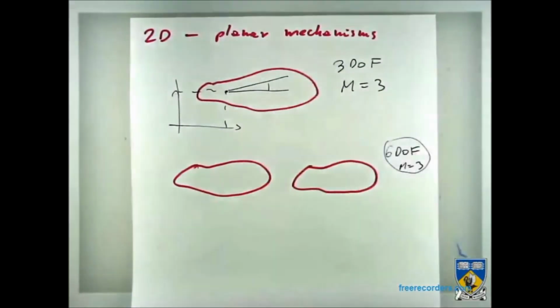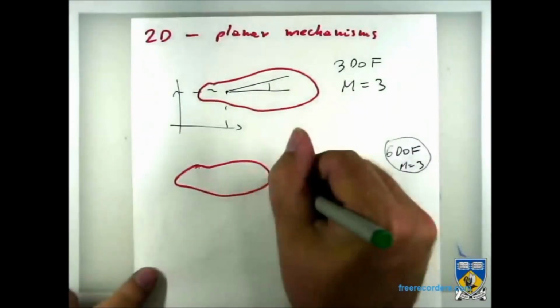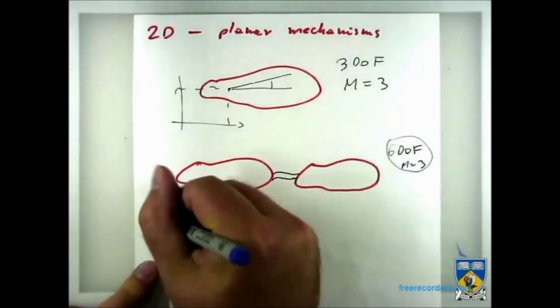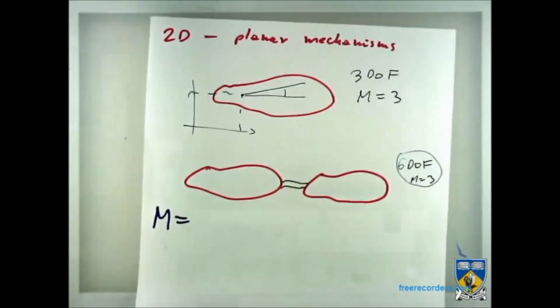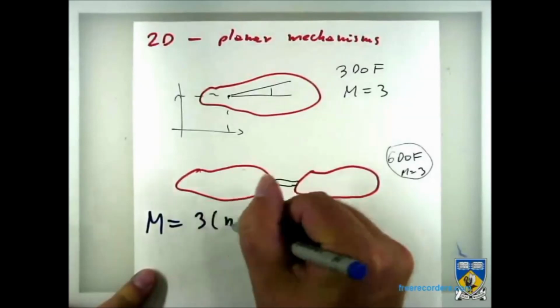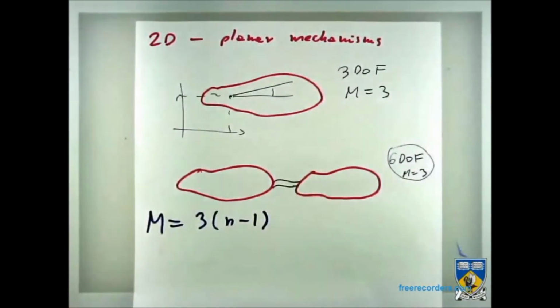Okay? So now we create a mechanism and we start connecting this thing using joints, right? Or kinematic pairs. Okay? So what happens? So our mobility will be equal to 3 times n minus 1. So this will be the number of degrees of freedom or the mobility of our links.